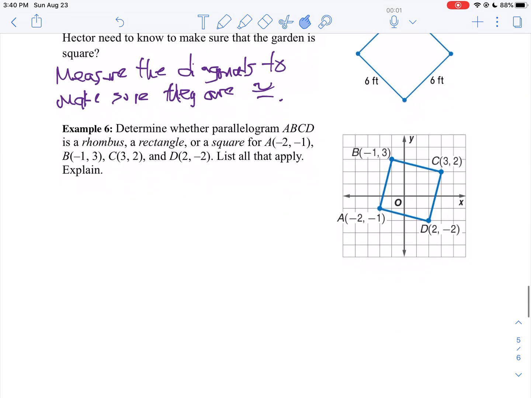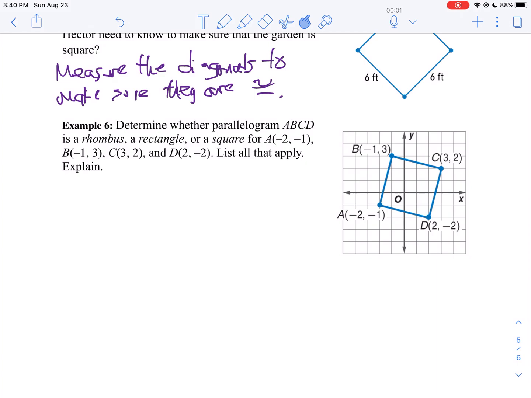Finally, let's take a look at a problem on the coordinate plane again. It says determine whether parallelogram ABCD is a rhombus, a rectangle, or a square. Now you could do it a couple different ways. Let's start with rhombus. Is it a rhombus?